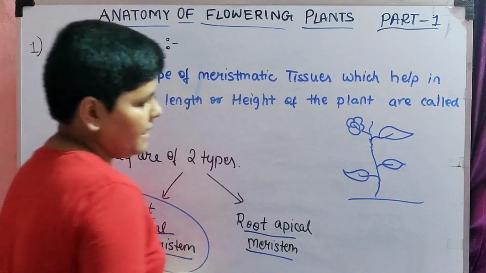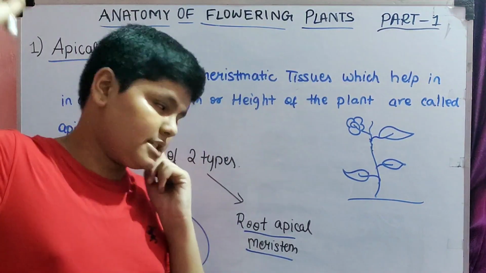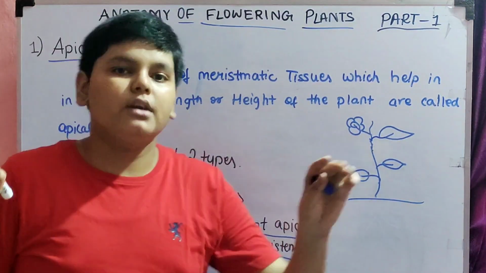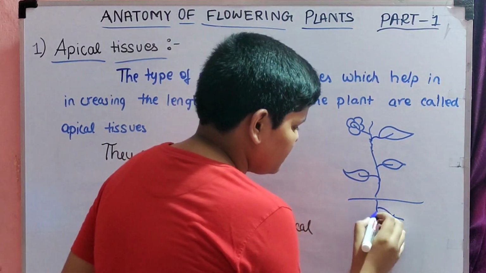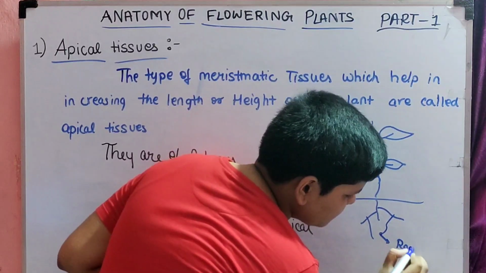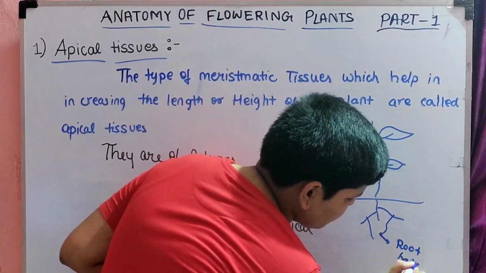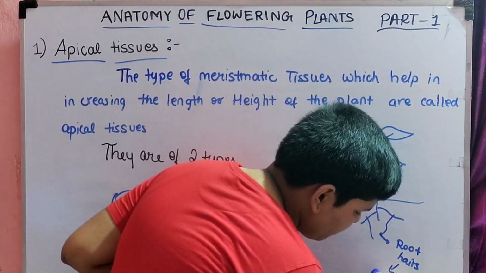Second way is root apical meristem. The shoot apical meristem can grow to a very large height, but root apical meristem can't go that much deep into the soil. So it will be going just like this. At the tip, there are some root hairs, and the root is covered by a tip called the root cap.